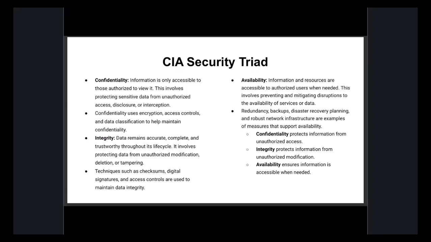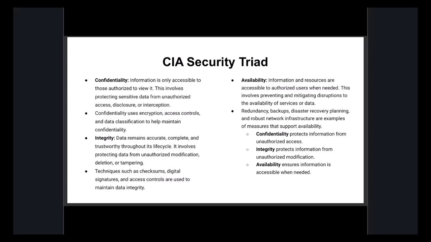The CIA stands for confidentiality, integrity, and availability. The C, confidentiality, is where we are protecting our data and information from unauthorized access. The I, or integrity, are ways that we can protect our data from being modified in an unauthorized way. And A stands for availability. This is ensuring that our data and our systems are accessible when needed by our users.